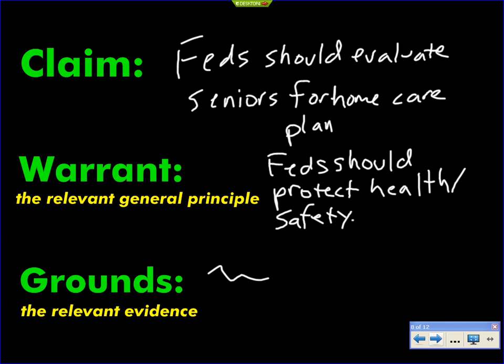Okay, so Caitlin, correct me if I'm wrong on this, but Caitlin's arguing that the federal government should help people understand whether or not they should be on a home care plan in order to prevent the accidents that usually lead to health problems and other sorts of safety risks for senior citizens. Is that correct? Okay. So it's a federal program that she is endorsing. How might you attack this argument? How might you just try to destroy her original Toulmin model? The grounds would be that evaluating senior citizens for a home health care plan will protect health and safety.